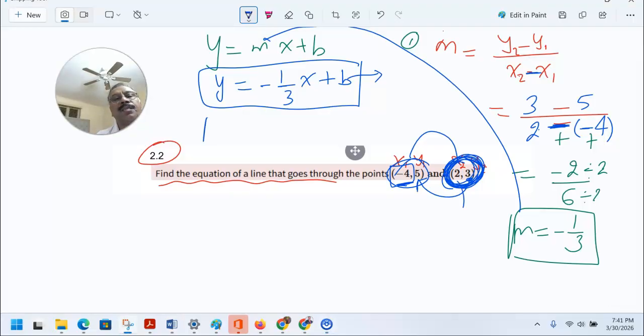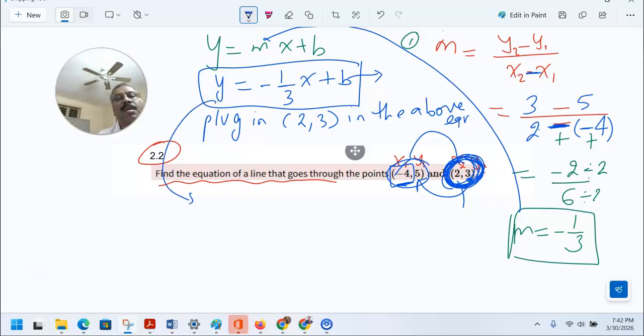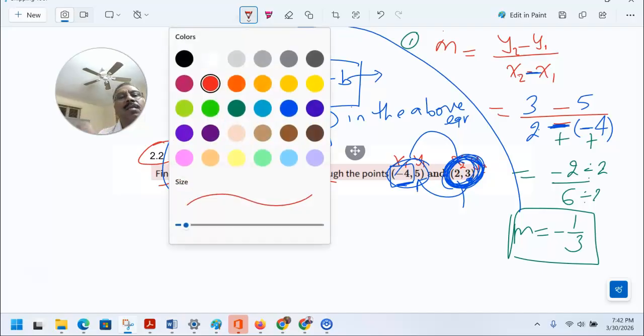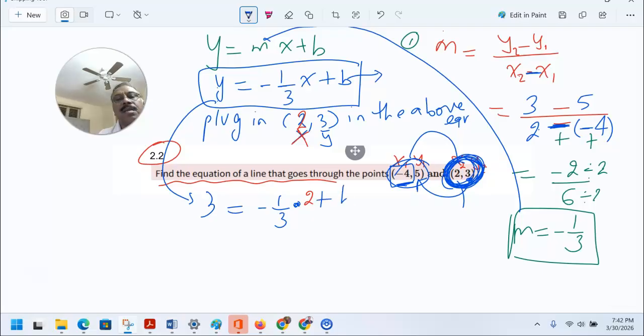So plug in 2, 3 in the above equation. So this will be equal 3. This is y and this is x. So we replace y by 3 and x by the red 2. This is the red 2, right? And this is what we don't know, so I'll put a b here.